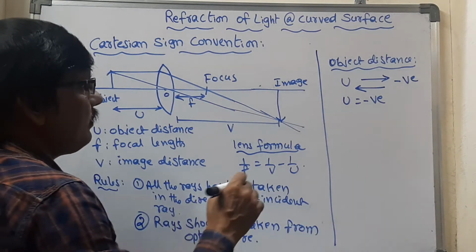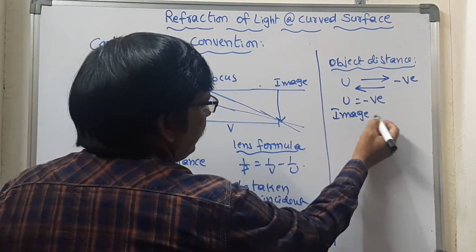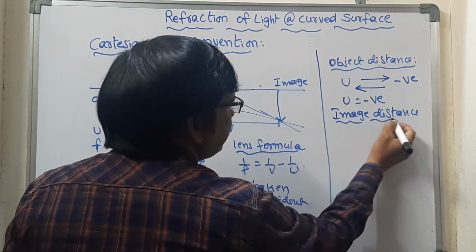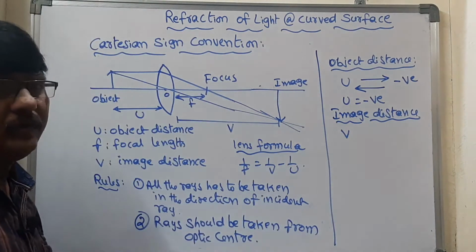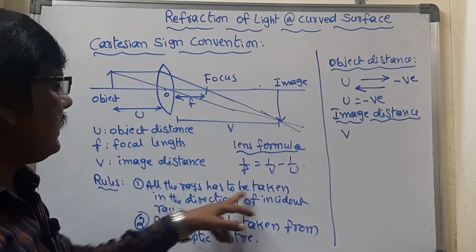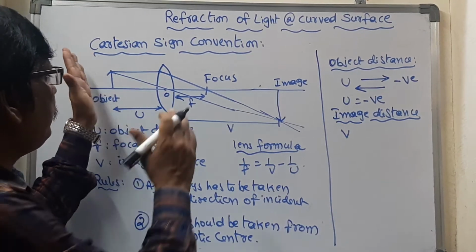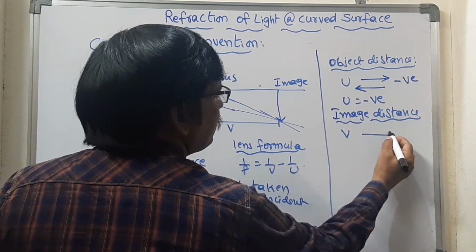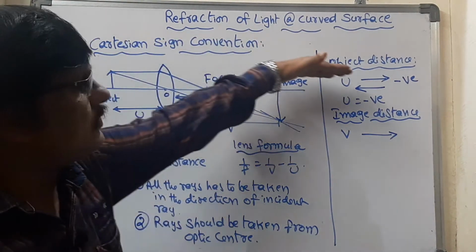What about the image distance? Now let us see. Where is the image distance? Image distance is represented with the letter v. So the first one, what do we have to take? All the rays have to be taken in the direction of the incident ray. What is the direction of the incident ray? Left to right. The incident ray is traveling towards this side, and so the first direction is towards this side.